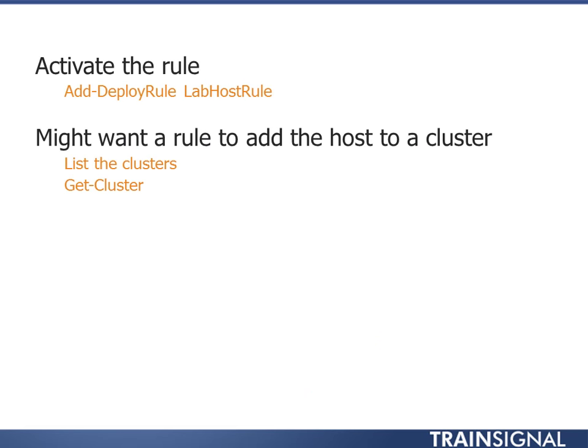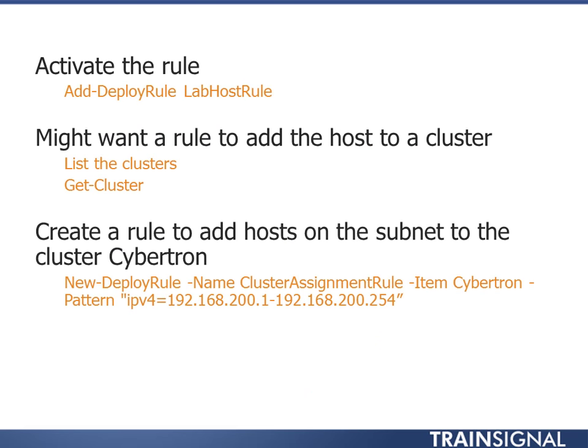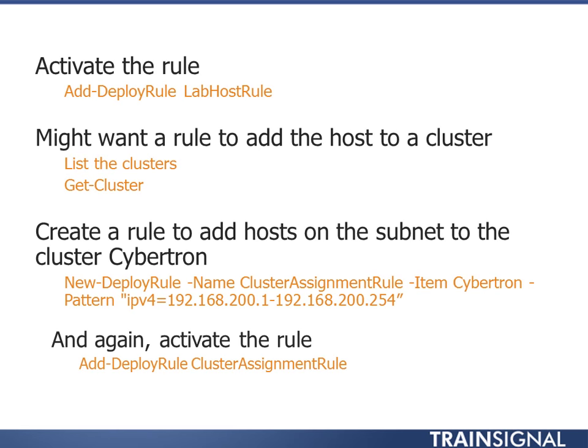Then you can add other rules, like a rule to add the host to a cluster. List the clusters using Get-Cluster and create another rule. Again, it's the same exact format, just a different name and a different item. This time the item is not an image, it's the name of my cluster, which is Cybertron. And again, you activate the rule. You can also do a host profile rule. We'll do this in the lab. Basically you do the same New-DeployRule, -Name, give it a name, -Item is the host profile name, and then the pattern.